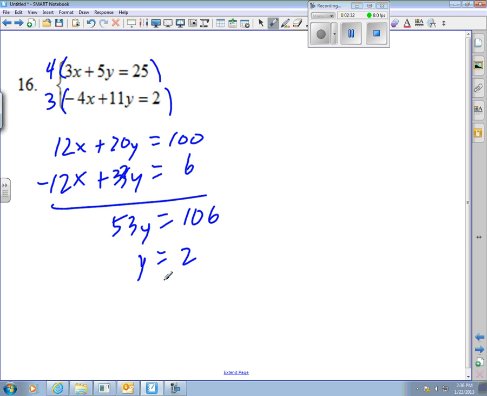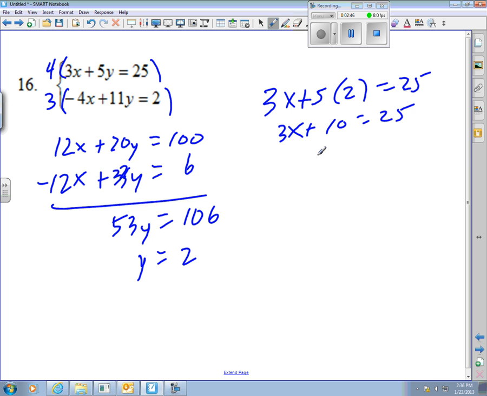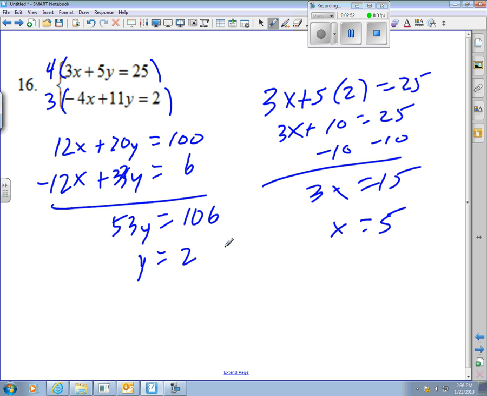Now we need to get the x value, so I'm going to plug that back into the top one. 3x plus 5 times 2 equals 25, giving me 3x plus 10 equals 25, minus 10, minus 10. 3x equals 15, x must be 5. So my point of intersection would be at 5, 2.